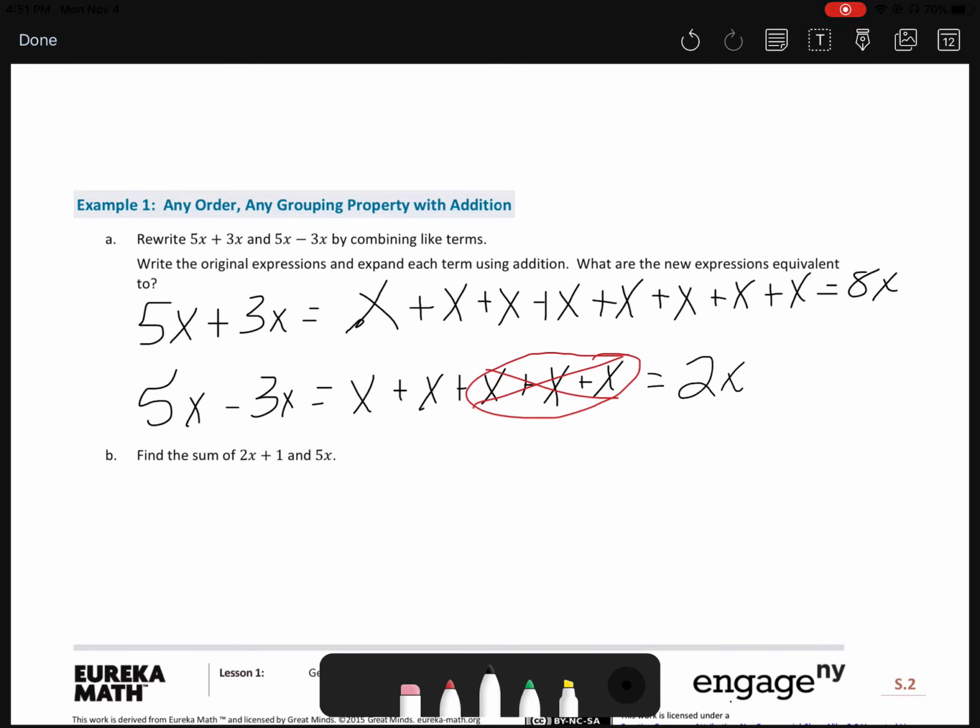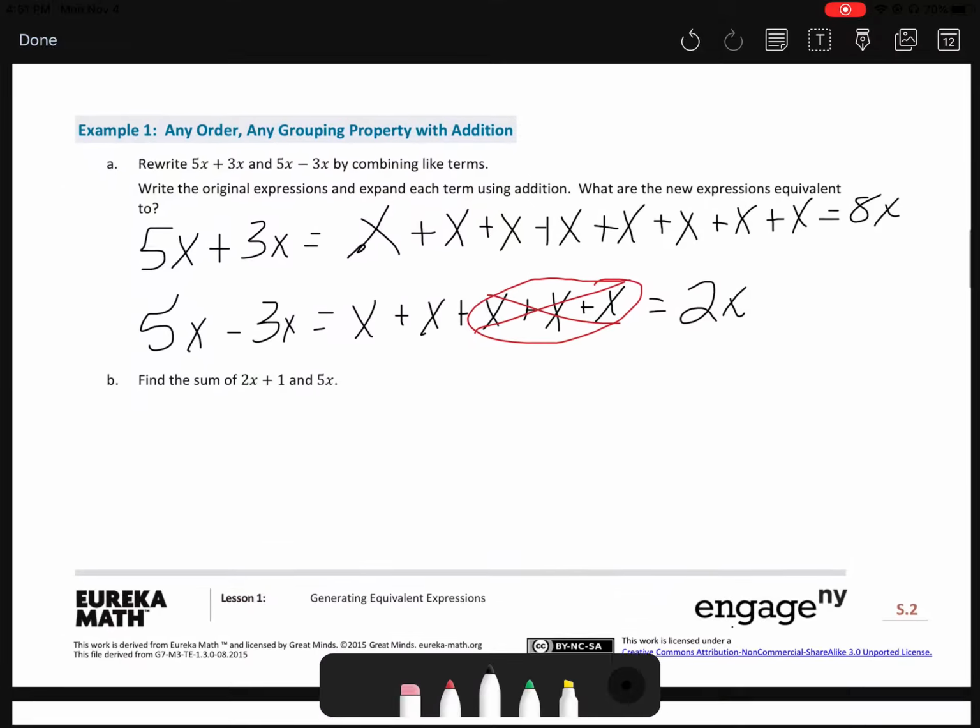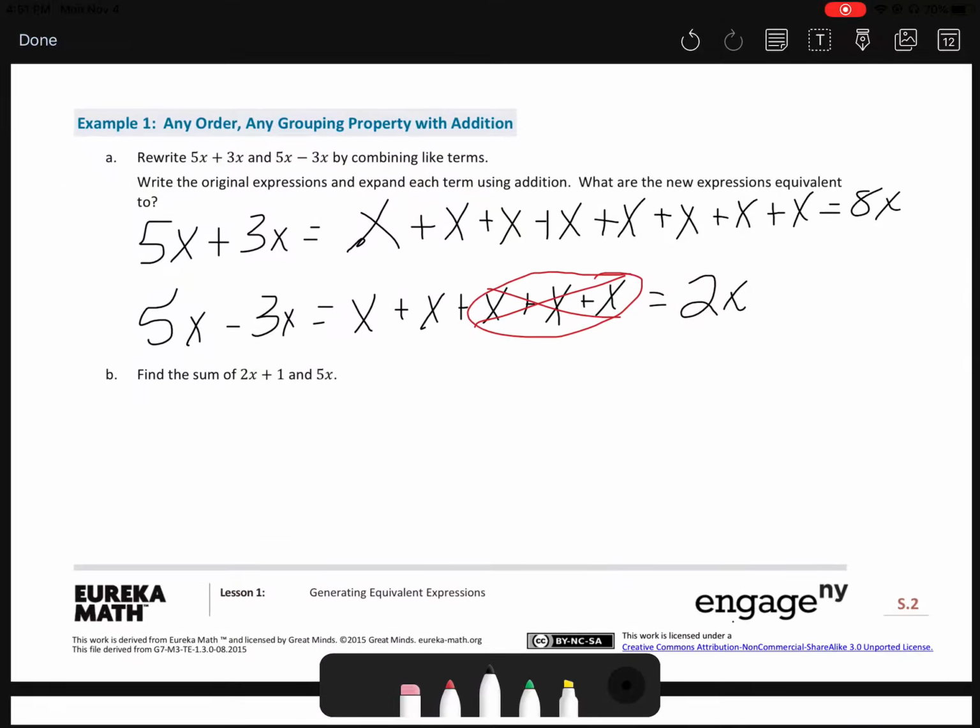Now it says to find the sum of 2x plus 1 and 5x. So we're going to be doing a few more steps here, but just follow along and you'll understand it. So the first thing that we would write is 2x plus 1 and, which is a plus sign, 5x. That is the original expression.